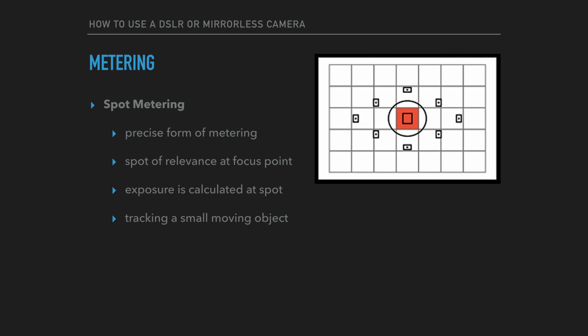And we also have spot metering. The most precise form of metering is spot metering. Imagine a spot of relevance at the focus point. Exposure is calculated at that spot and the other areas are disregarded. This mode is useful if you are tracking a small moving object and wish to get the exposure right on that object.